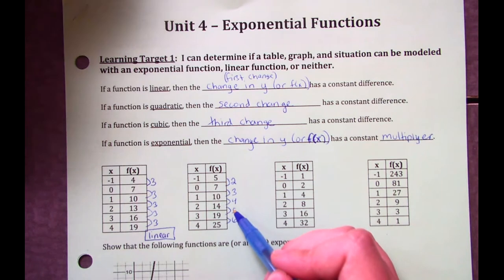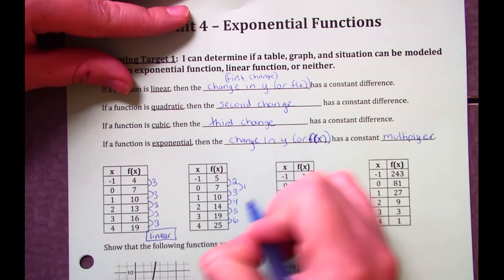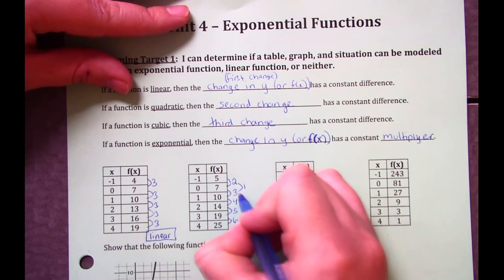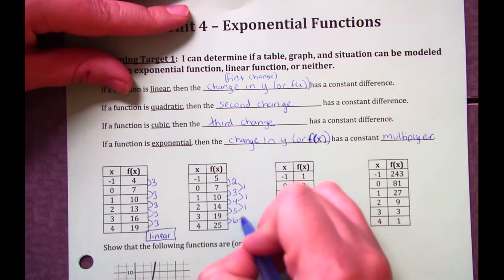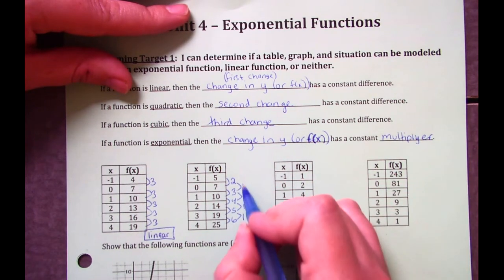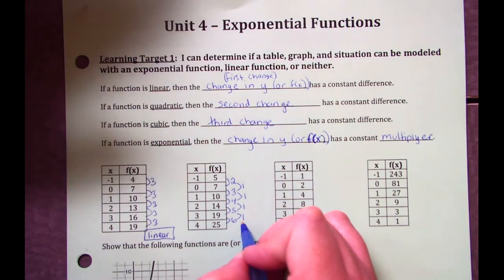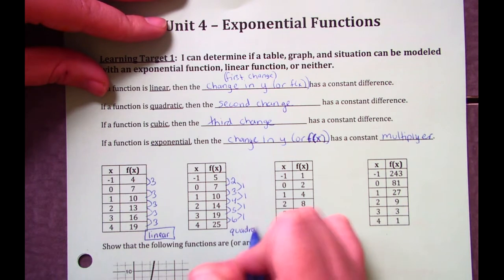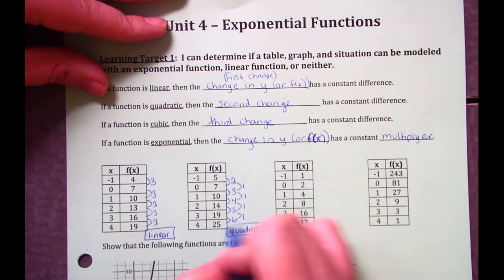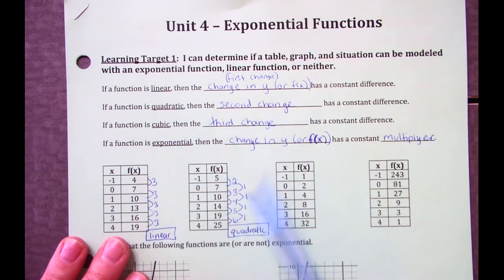So now let's take the second difference, the difference of all of these. 3 minus 2 is 1. 4 minus 3 is 1. 5 minus 4 is 1. 6 minus 5 is 1. Because my second set of differences is all the same number, that means my second change is constant. So that's a quadratic function, the second power. Because if the function is quadratic, then the second change will be constant.